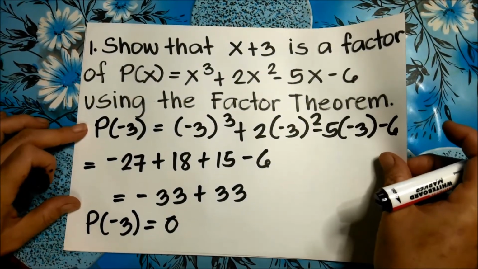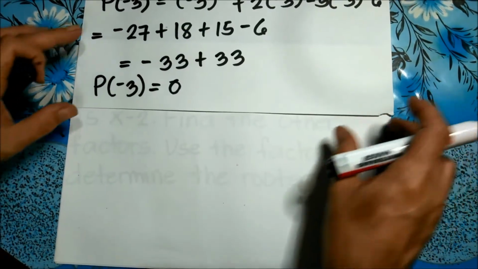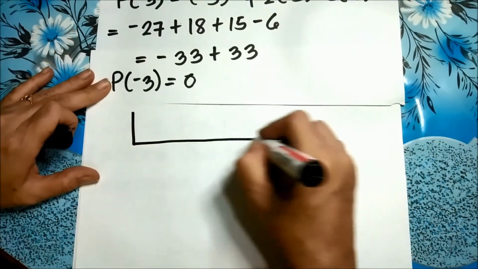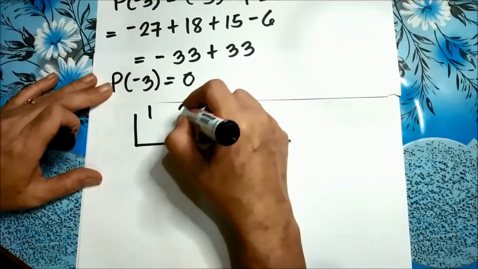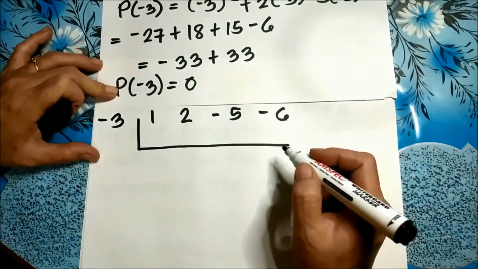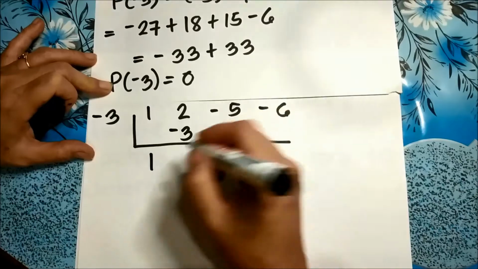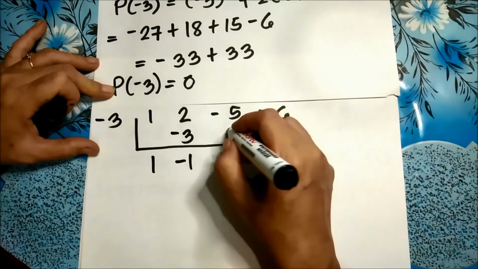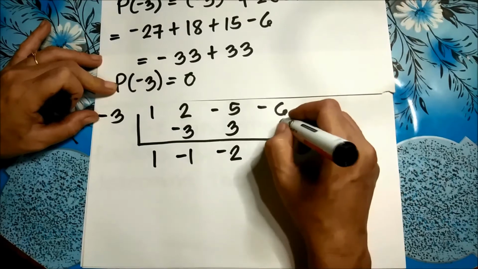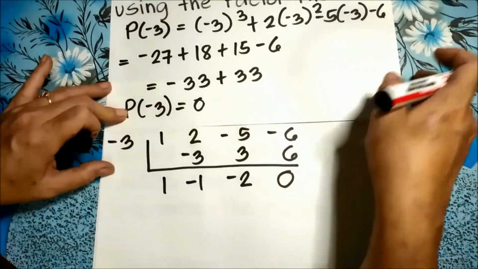Now, aside from the remainder or the factor theorem, we can also check using synthetic division. That is, we have to look if the remainder is 0. So using synthetic division, we have 1, 2, negative 5, negative 6, and our divisor is negative 3. So bringing down 1, 1 times negative 3 is negative 3. 2 plus negative 3 is negative 1. Negative times a negative is positive. Negative 5 plus 3 is negative 2. Negative times negative is positive 6. And we have a remainder of 0. So they have the same result.